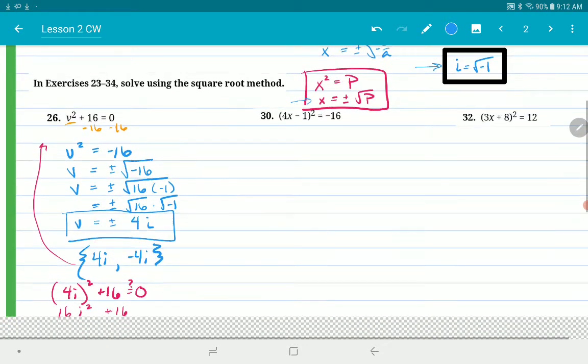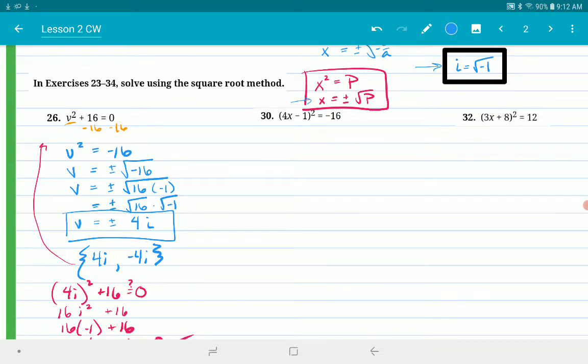So let's look at number 30, getting a little more complicated now. I don't have the variable alone squared. I have this whole expression squared. But I still have the square isolated. So the idea is to get the piece that is squared to be isolated, because that way I can take the square root of both sides and I get 4x minus 1 equals a positive 16.